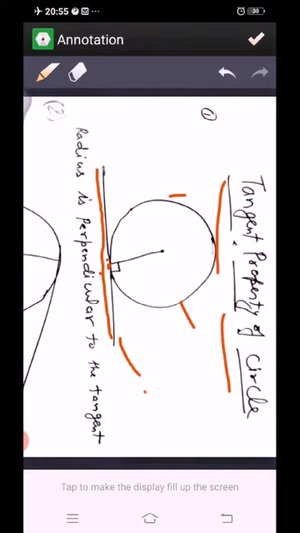If we draw a line which joins the point where this line touches the circle, and this line is drawn from the center of the circle, then this radius will be perpendicular to the tangent. So the first thing is, radius is perpendicular to the tangent. If we draw a radius where the tangent touches the circle, that will be perpendicular to the tangent.